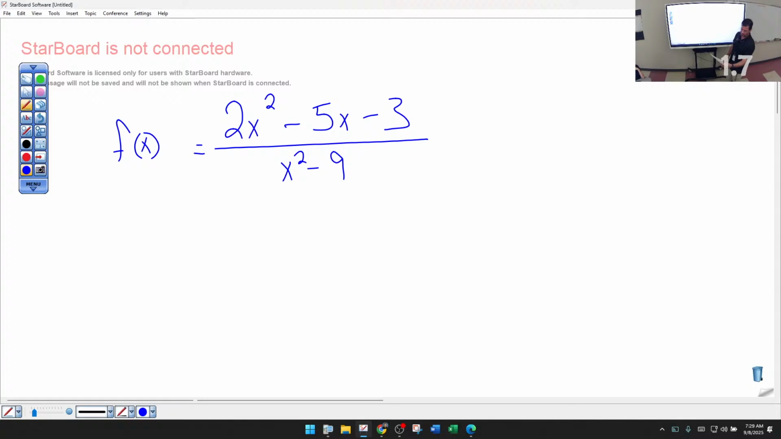The first question says the x-intercept. So the x-intercept is whenever the top is 0. Whenever the bottom's 0, that's bad. There's no such thing as a bottom 0. In fact, I guess that ends up being vertical asymptotes, if you guys can remember that. Okay? Well, whenever the top is 0, that's when we have x-intercepts.